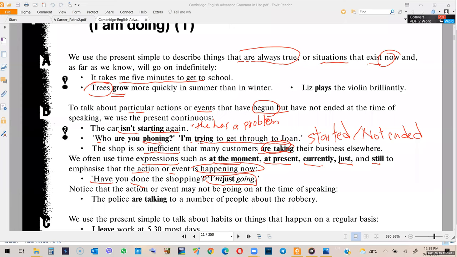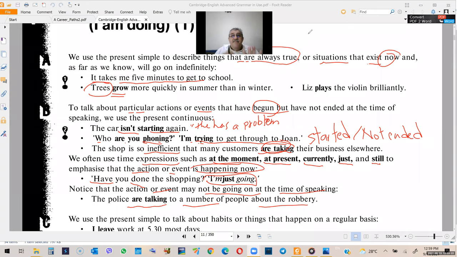Notice that the action or event may not be going on at the time of speaking. The police are talking to a number of people about the robbery. Okay, we use present continuous when we say the time being.